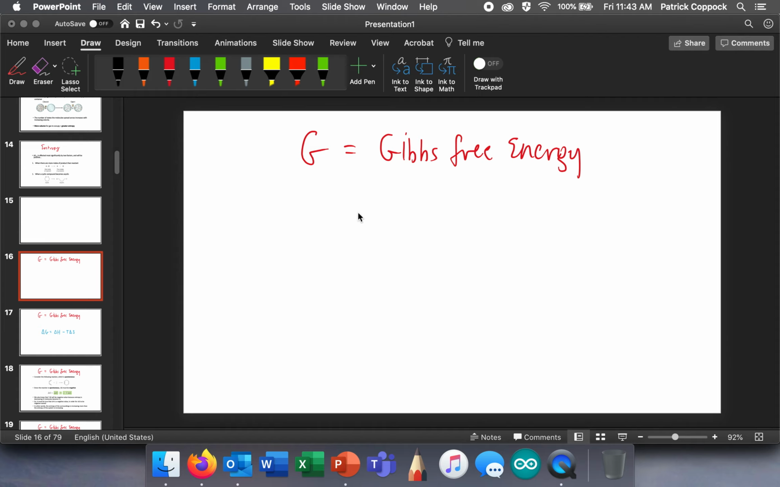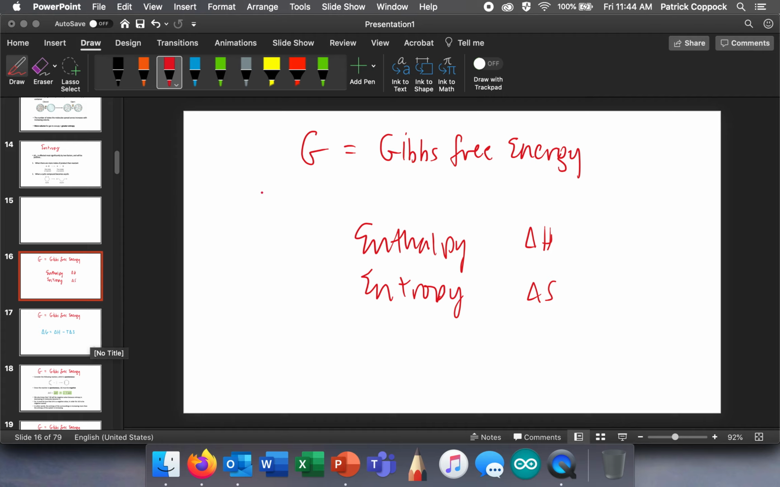Okay, so we talked about enthalpy in organic chemistry, delta H, and we talked about entropy, which is the change in entropy, delta S. Now I'm going to put these two terms together to give us some kind of a measure that's very powerful in organic chemistry called free energy.